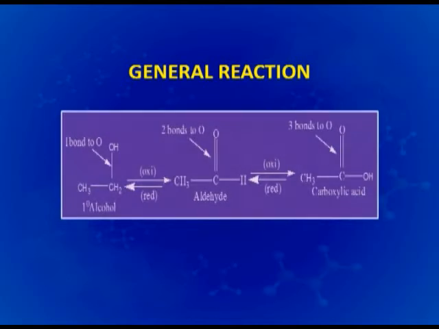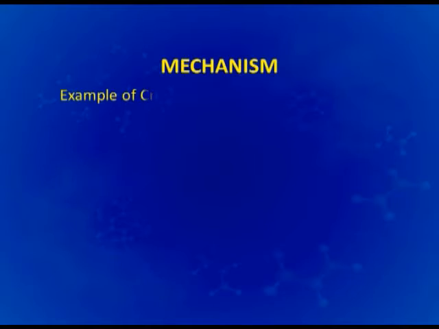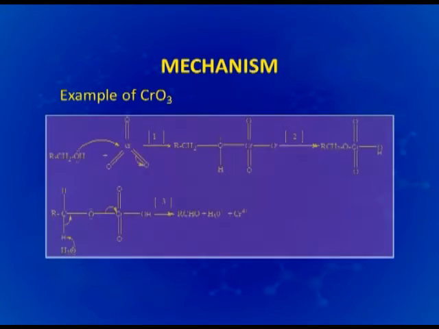So, now we will take the example of the general reaction, that is, the primary alcohols. In the starting material there is only one carbon-oxygen bond, which on oxidation gives rise to aldehydes, which contain two carbon-oxygen bonds, which on further oxidation gives rise to carboxylic acid, which contains three carbon-oxygen bonds. And now we will see the basic mechanism of the oxidation of primary alcohols. Here I want to show you the example of chromium oxide.